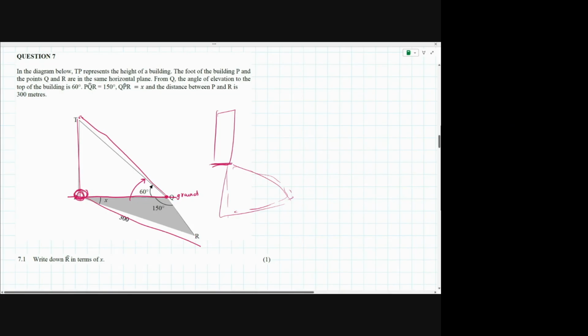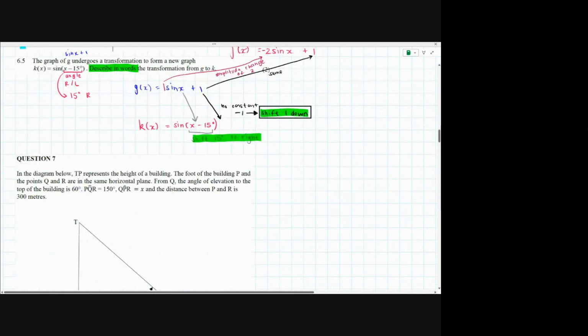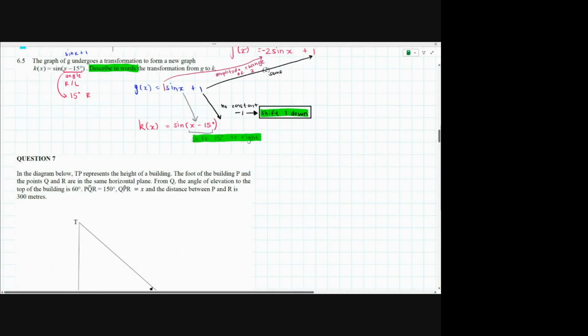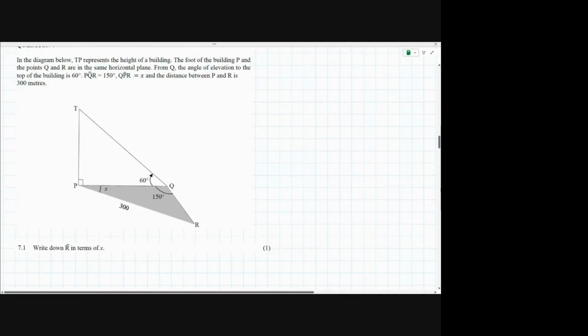What confuses us with this stuff is the whole 3D situation. But always just imagine it, and they will always color in or shade in the ground. So you can imagine it as such: there's my building, here's the ground. Remember, ground and building are perpendicular to each other, so you can see the 90-degree angle there. Now we have all of this, we can go answer our questions.